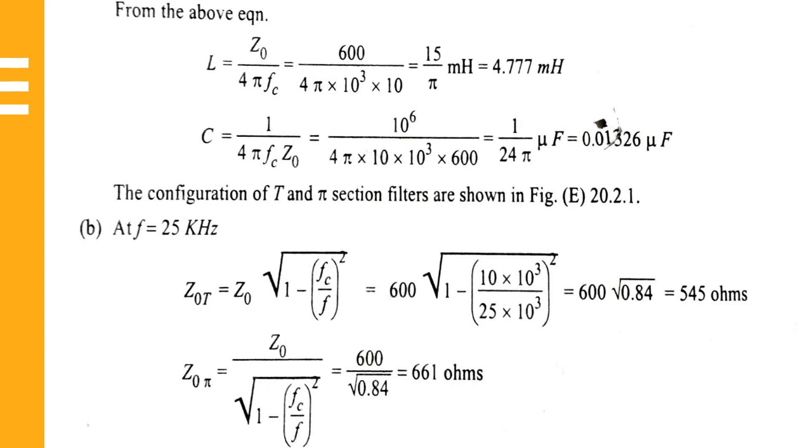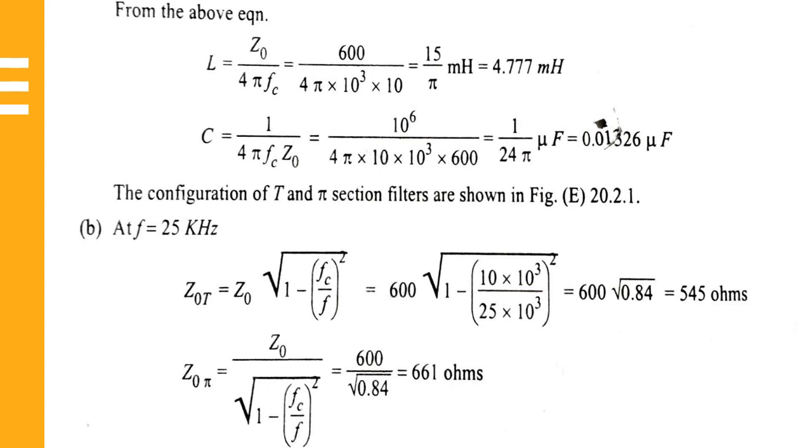For part B, at a particular frequency, 25 kilohertz, we need to calculate the characteristic impedance for the T and pi sections. The formula is Z0 times root of 1 minus (fc divided by f) whole squared. So here, 600 root of 1 minus, the cutoff frequency is 10 kilohertz, and the frequency is 25 kilohertz. The k's cancel out, 10 divided by 25 whole squared, subtracted from 1. You will get the root of that as 0.84. Remember, 600 is multiplied with the root of 0.84, so you will get 545 ohm.